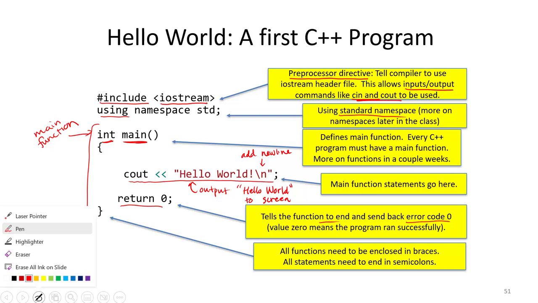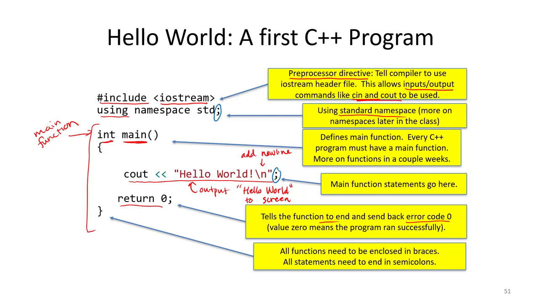Finally, you'll notice a few extra things about this program. Notice the use of semicolons. You'll see that every statement in the C++ program needed to end in a semicolon. And our functions were enclosed in curly braces. So in our next video, we'll dive in deeper to these good practices, and we'll start writing some simple programs of our own.